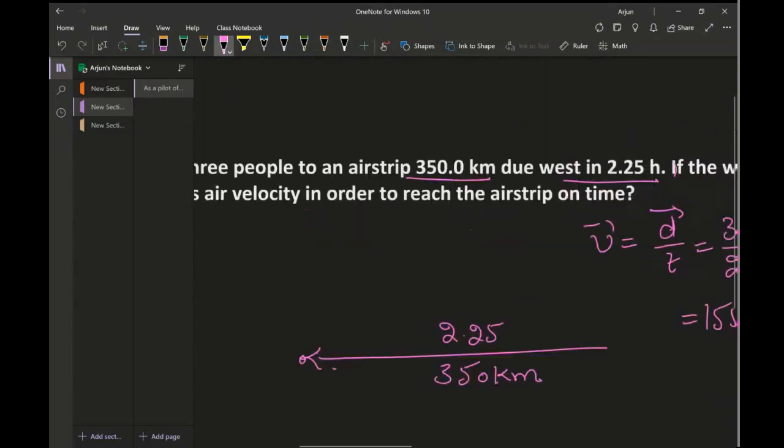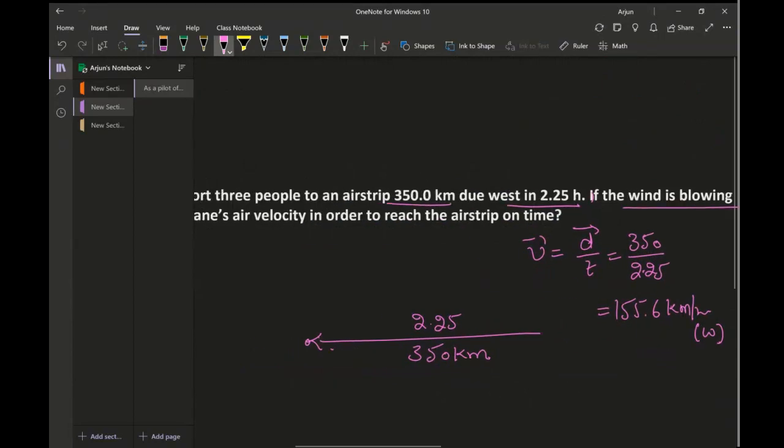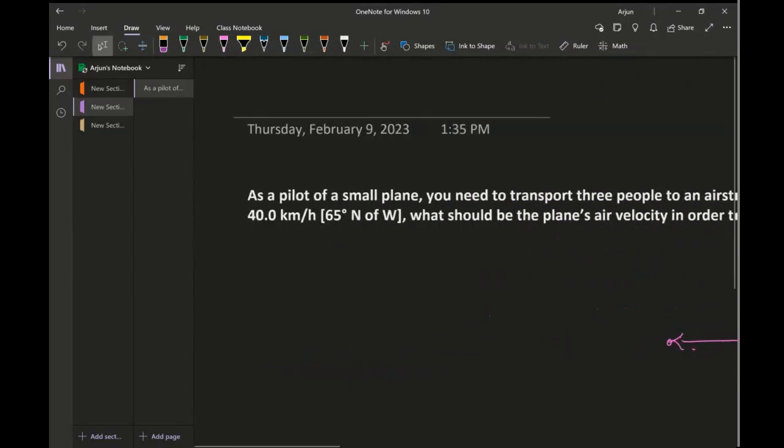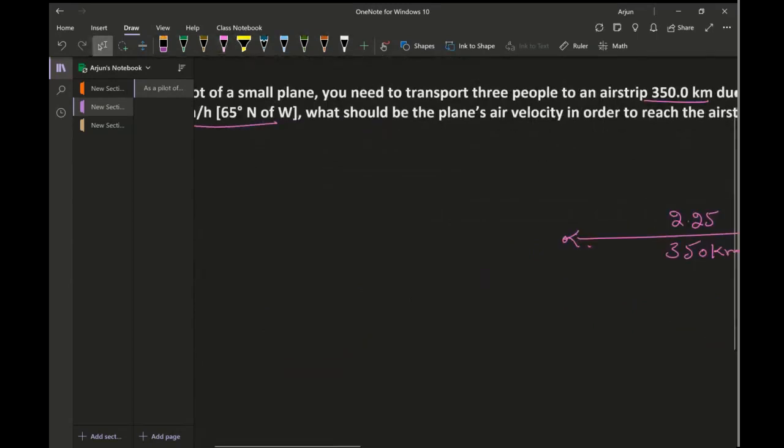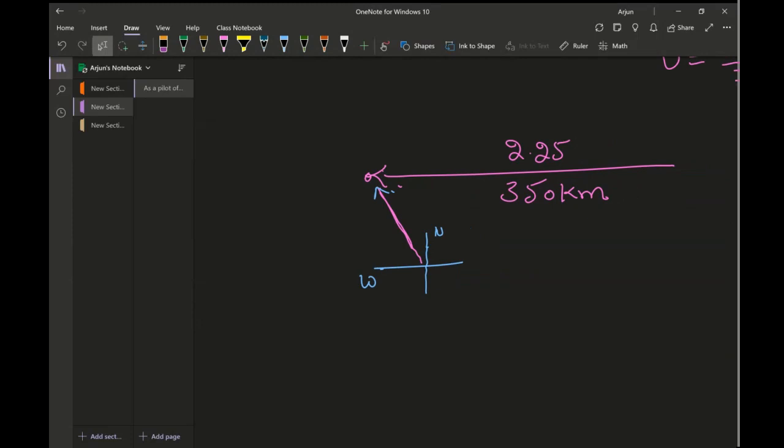Now, what else information is given to me? If the wind is blowing at 40 kilometers per hour at 65 degrees north of west. So wind is blowing in the north of west direction. So something like this. That's how the wind is blowing. How can I draw it? If I draw a navigation system, so this becomes north, this becomes the west direction. So this vector becomes north of west direction, and this is the destination point where the plane should be.